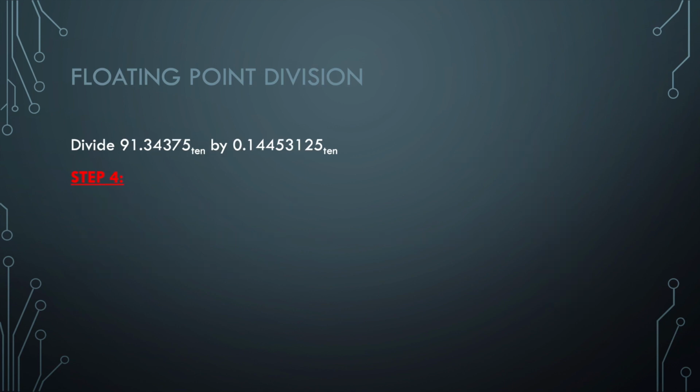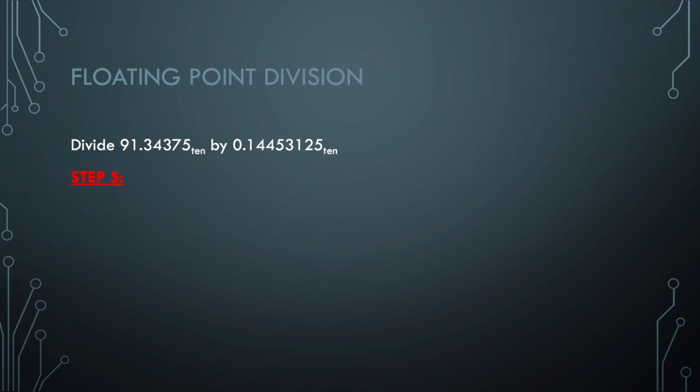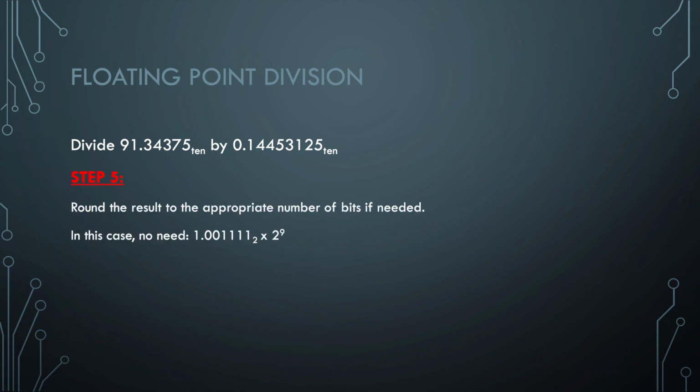Same as the multiplication, the fourth step is to normalize the product if needed by shifting it to the right and incrementing the exponent. But in this case, also, no normalization is needed. The fifth step is to round the result to the appropriate number of bits, and also in this case, there is no need.